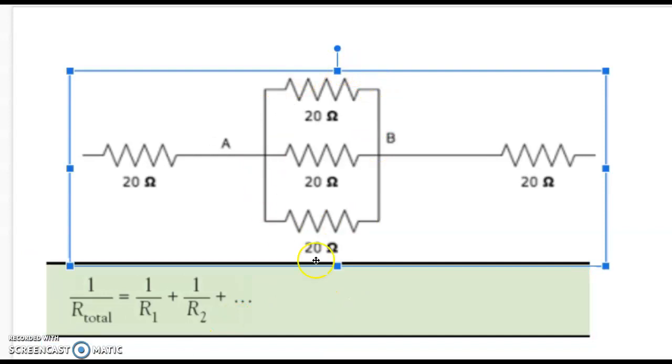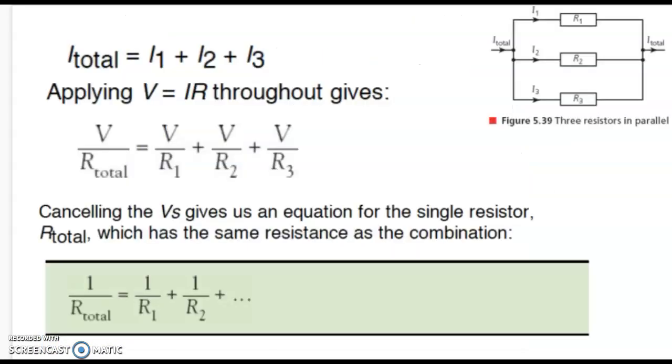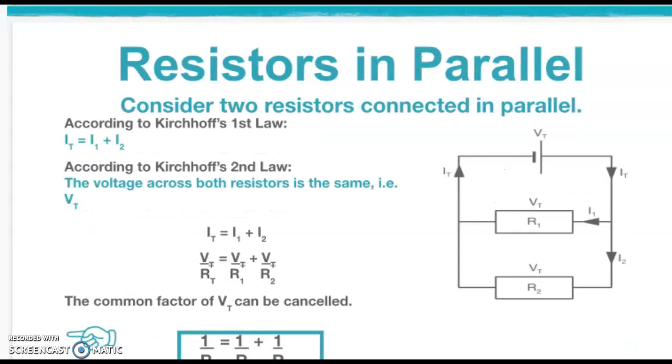Once we know that this part of the circuit is equal to 6.67, we can now find the total resistance due to all the resistors. This one is 6.7 plus 20 plus 20. Because in series, the resistance is added. So what we've got here is 20 plus 20 plus 6.7 is 46.7. And that's how to calculate resistance in series and in parallel.